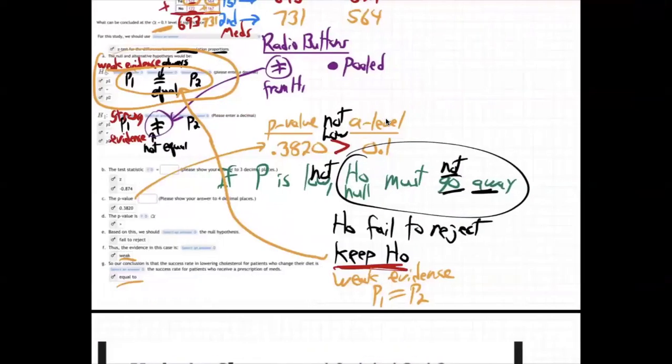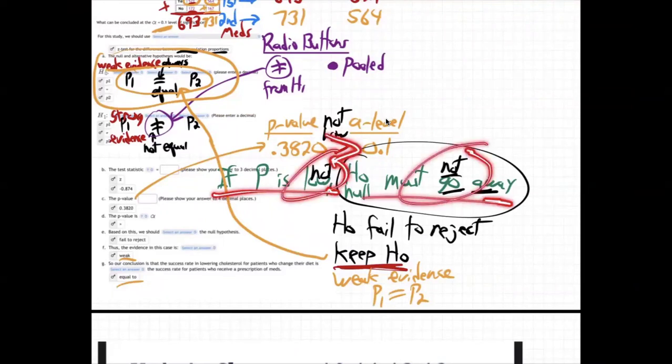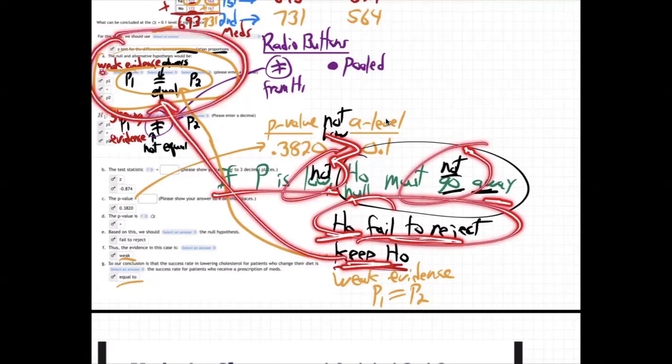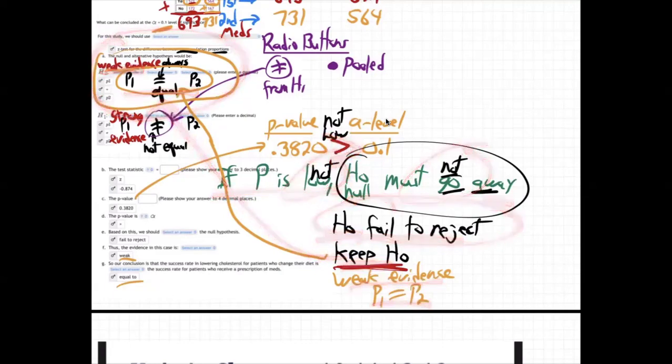Again, I just simply took exactly what happened. I'd start with, if the P is low, the null must go, but our P was greater, it was not low. So if the P is not low, the null must not go away. So if the null is not going away, then I'm failing to reject the null. I'm keeping the null. So it's whatever the null says. The null is always weak, and P1 equal P2. Weak evidence, P1 equal P2.